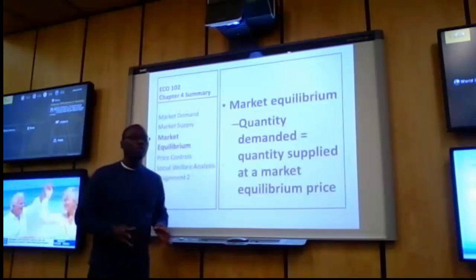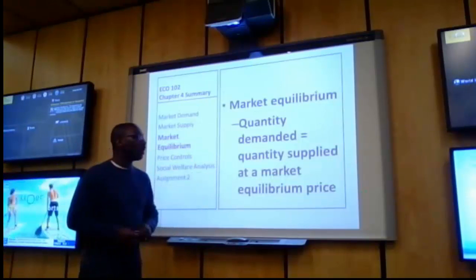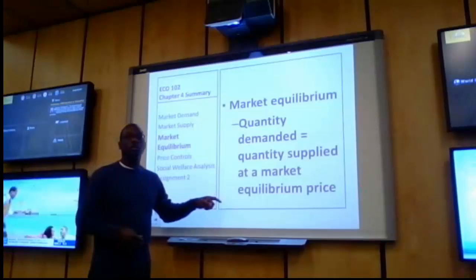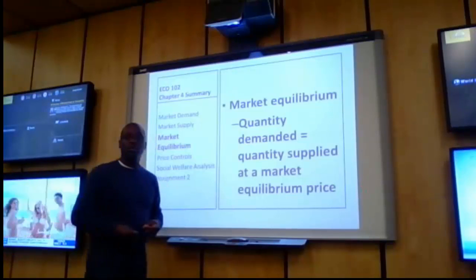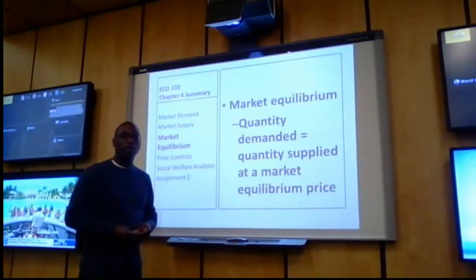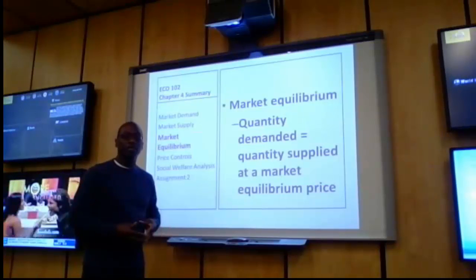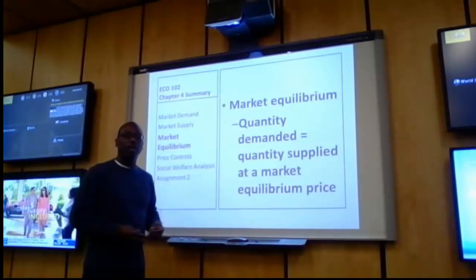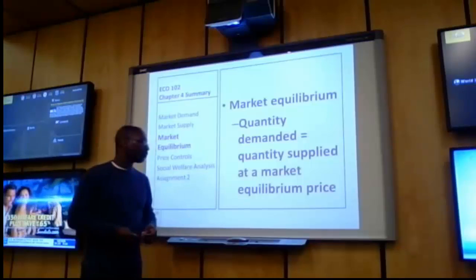Market equilibrium is where quantity demanded equals quantity supplied at a market equilibrium price. We're going to introduce another pricing concept called market price. We're going to graphically illustrate the difference between a market price and a market equilibrium price.